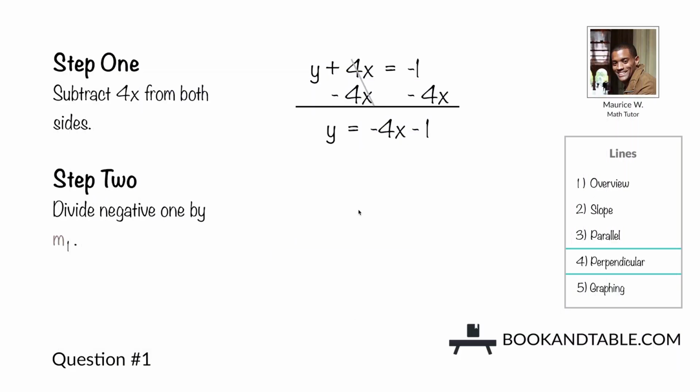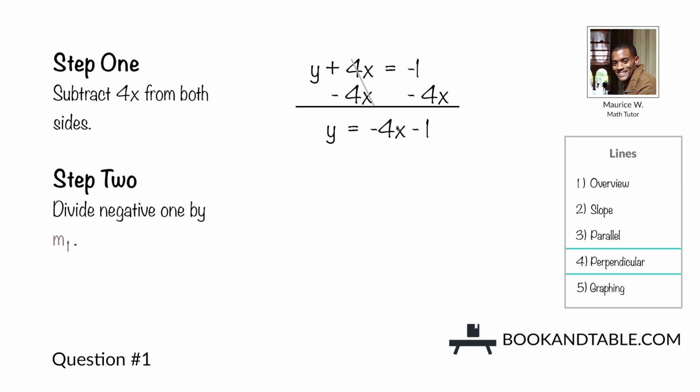Question number 1. The line that is perpendicular to the one we are looking for is given in standard form. So we want to change it to slope-intercept form. So step 1, subtract 4x from both sides. This shows us that the equation of that perpendicular line is y is equal to -4x minus 1.